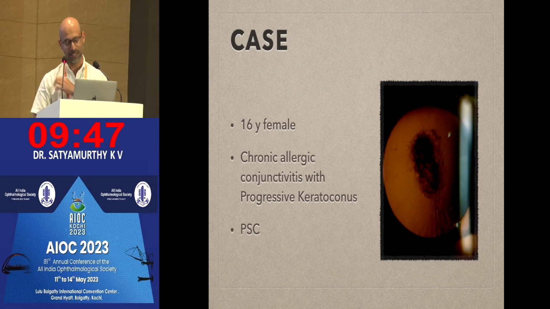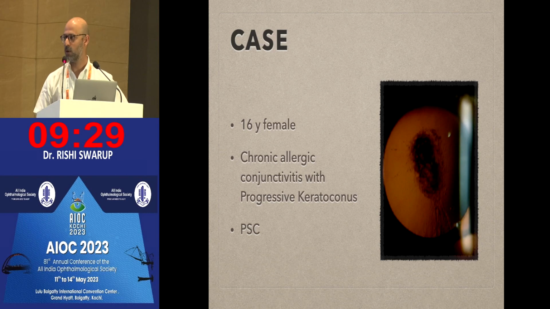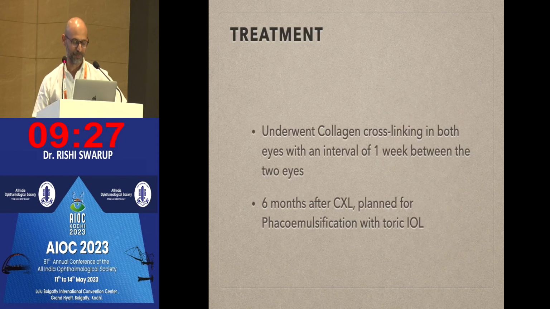So I'll go with some cases, and at the end of each case, we'll have a little bit of discussion. So this was the first case. It's a simple case. A 16-year-old female patient was a chronic patient of allergic conjunctivitis along with ectasia, which we know is a known association. And because she needed steroids for the allergic conjunctivitis, she also went on to develop a posterior subcapsular cataract. Once the allergy was under control, she underwent collagen cross-linking in both eyes with an interval of 1 week between the two eyes. And 6 months after the cross-linking, we planned for phacoemulsification with a toric IOL for visual improvement.